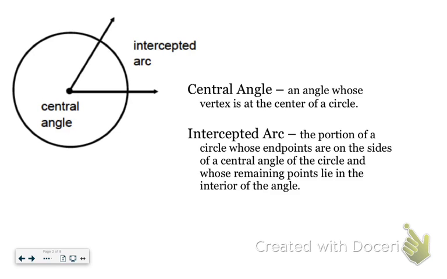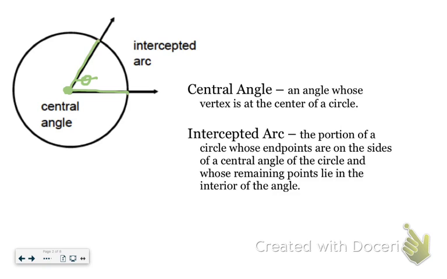So let's start with some definitions. The central angle is an angle whose vertex is at the center of a circle. So basically the vertex is the middle point, and then it's just any angle. In this case, on our example, this is our central angle right here. I'm just going to call that angle theta. So theta is our central angle.